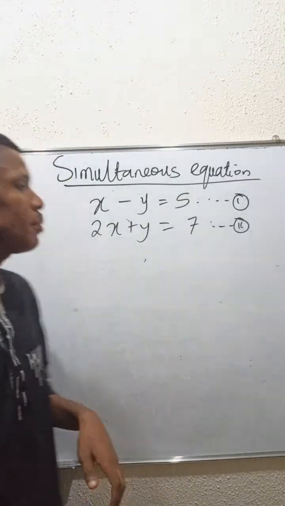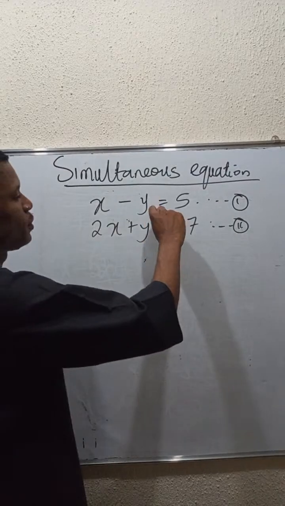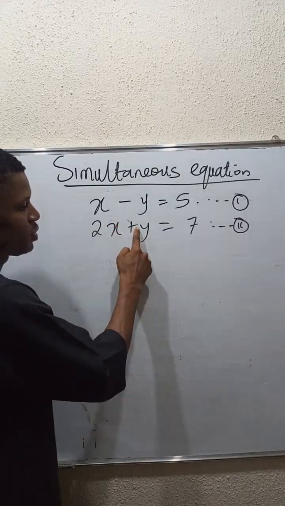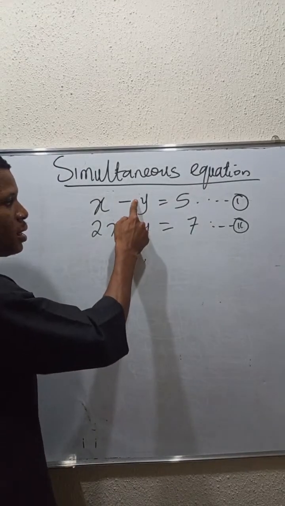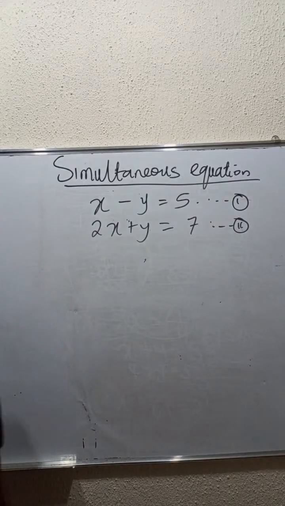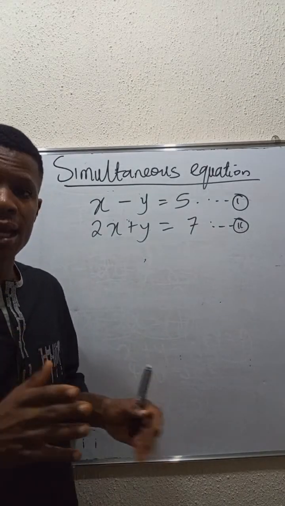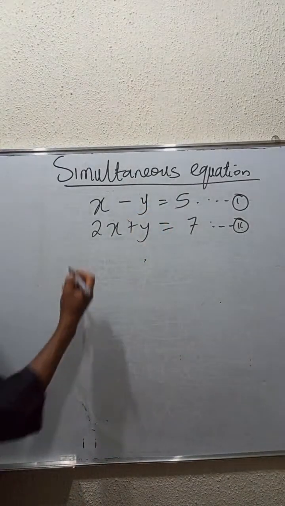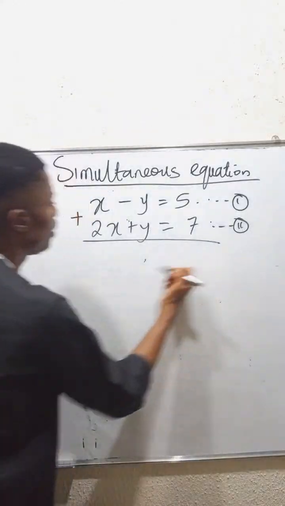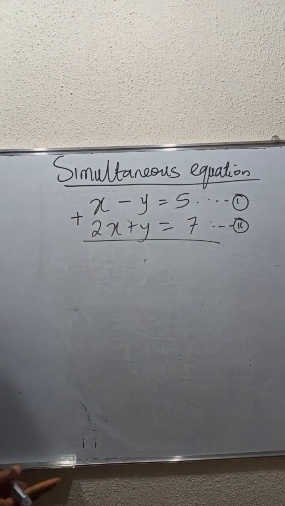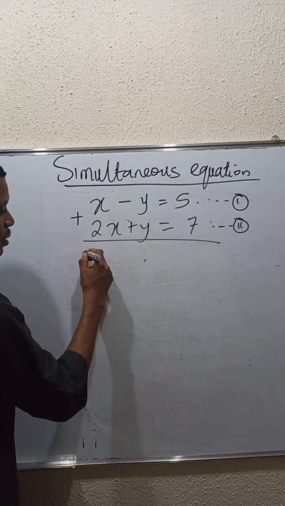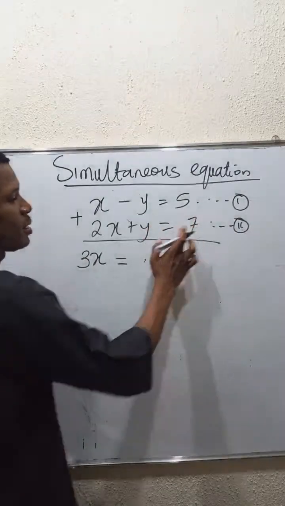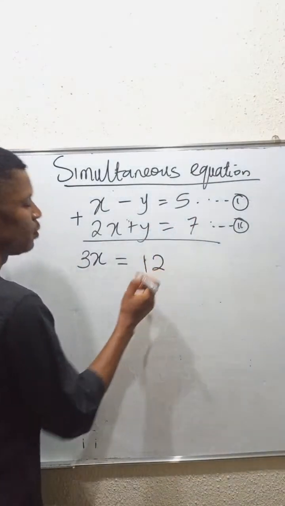So to do this, all we have to do is add the two equations. The coefficient of y here is 1 and here is 1, but they differ in sign. So when I add the two, I get 0. In that case, we say that y is eliminated. If I add equation 1 and equation 2, I have x plus 2x is 3x, and this is equal to 5 plus 7, which is 12.